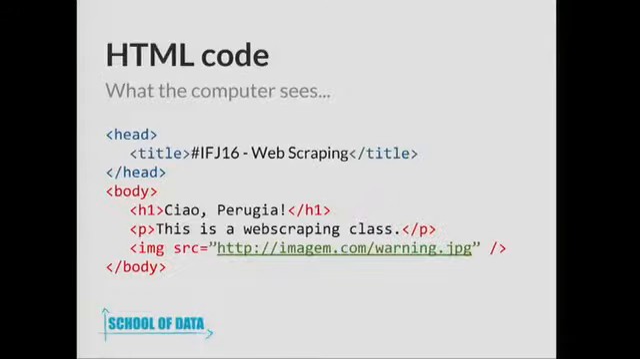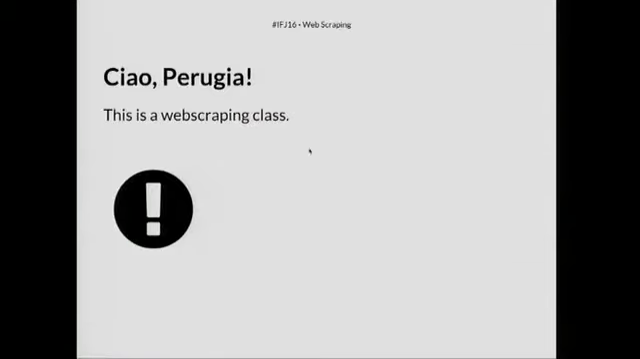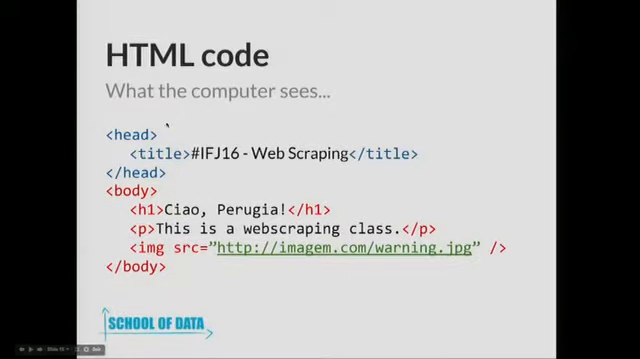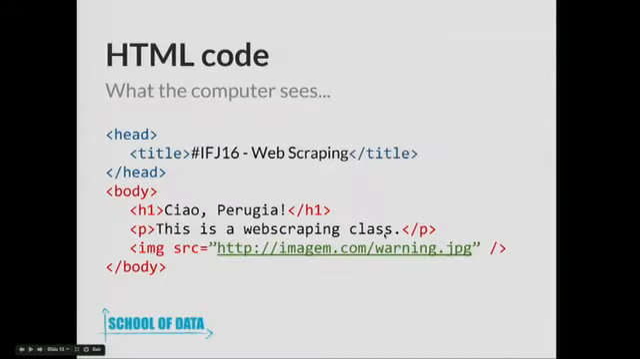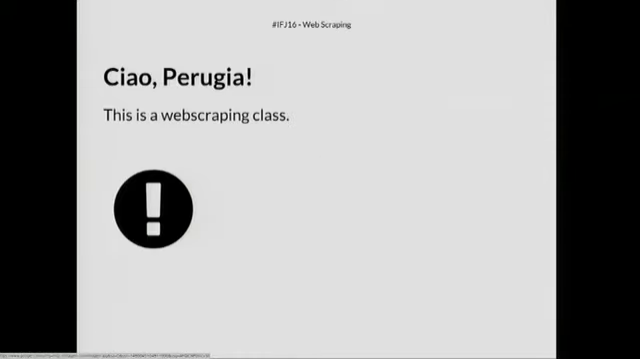So let's go back. The title here, IFJ16 web scraping, is at the top, which is usually on the tab, right? Then we have H1, Ciao Perugia, big. Ciao Perugia, big. And then we have the paragraph: this is a web scraping class. And then we have an image being loaded. That's it, guys. You just learned HTML. We need to understand it, because we're going to go deep into HTML when we're scraping web pages, and we need to find the text that we want or the images that we want.